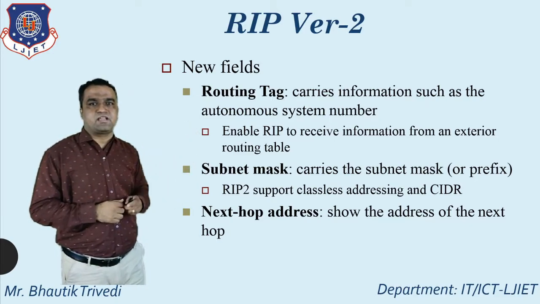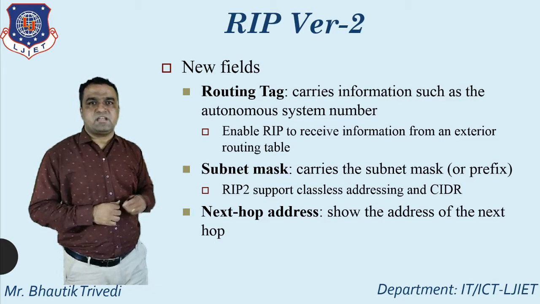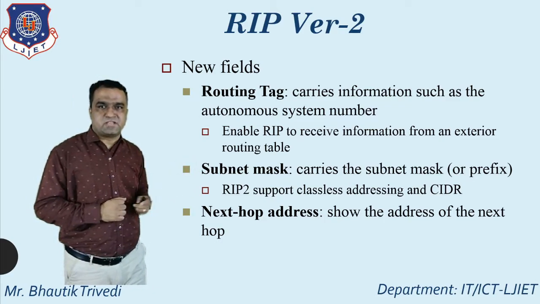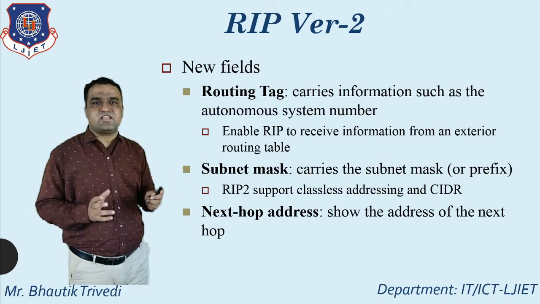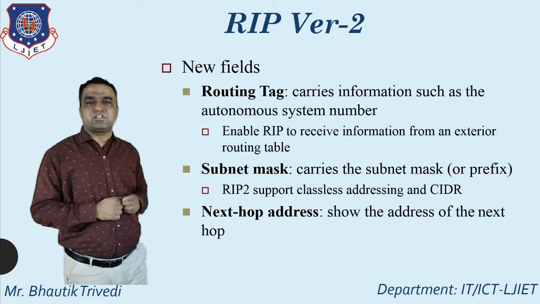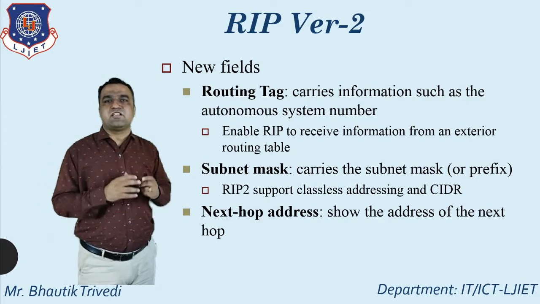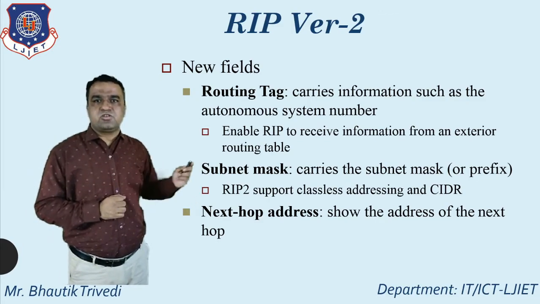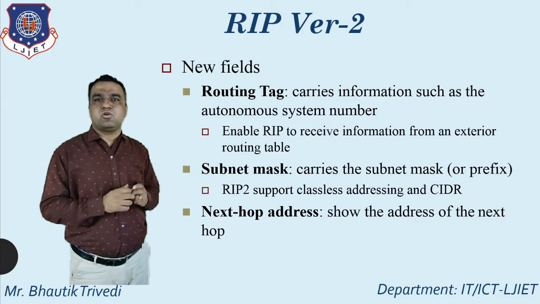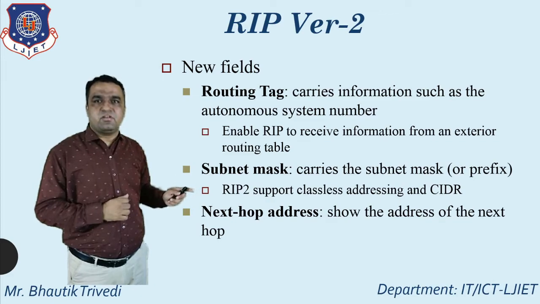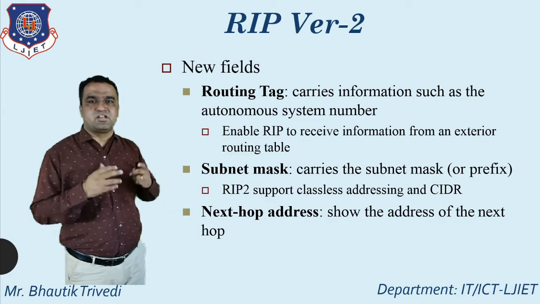Second one, the subnet mask. Why do we use the subnet mask? It carries the subnet mask or prefix. So RIP2 supports classless addressing and CIDR, that is for the subnet mask. And the third one is known as the next hop address. Next hop address means it shows the address of the next hop. So these are the three new fields for RIP version 2.